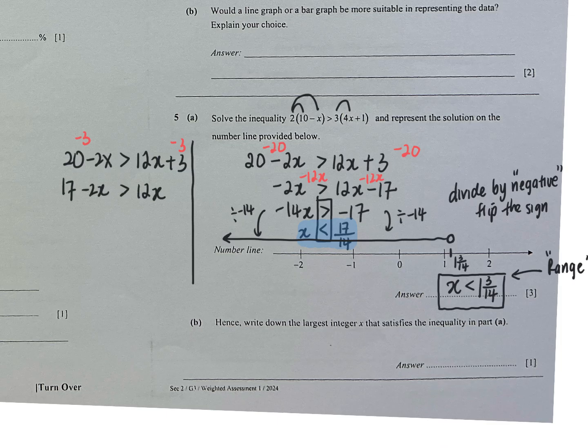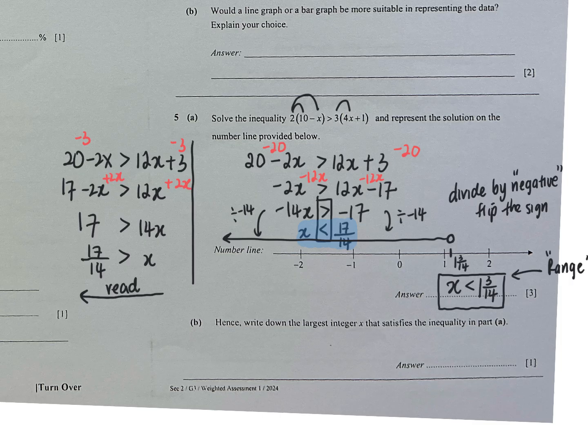Right? And then you add 2x on both sides. And then you get 14x here, 17. Then you divide by 14 on both sides. You also get the same answer, but you need to read it this way. You read from this direction, but it's the same answer.